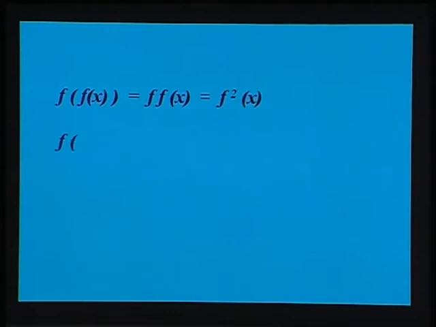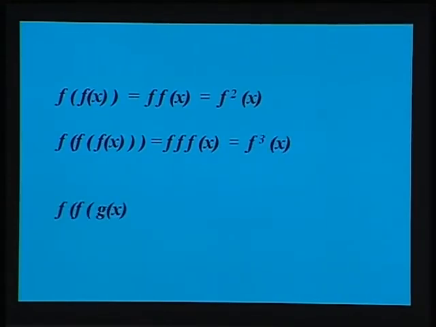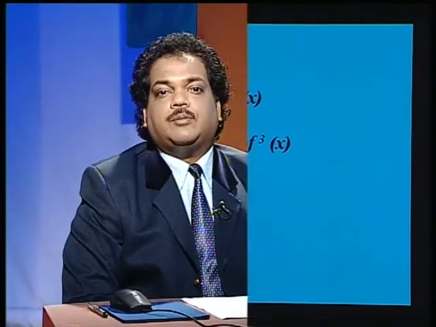f(f(x)) can also be written as f²(x). f(f(f(x))) can be written as f³(x). Similarly, f of g of x can be written as fg(x), and so we can write f(f(g(x))) as f²g(x), and f(f(f(g(x)))) as f³g(x).